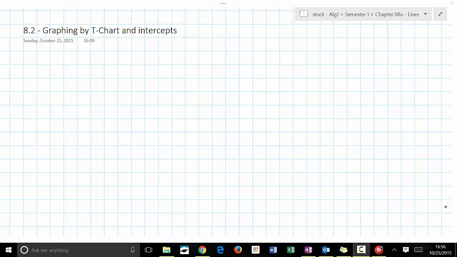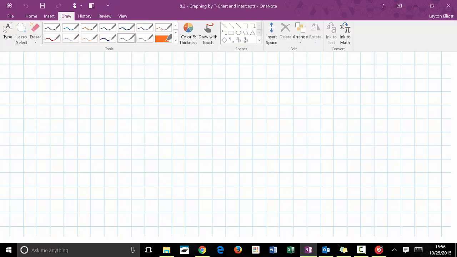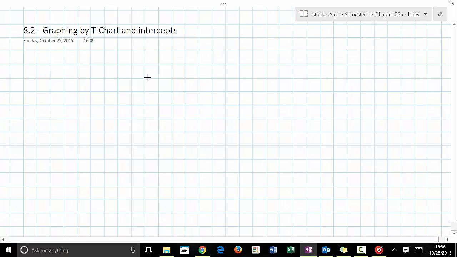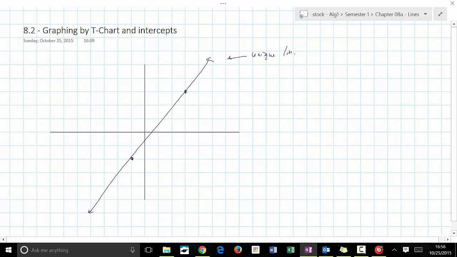This next lesson has to do with graphing by t-chart and looking at x and y intercepts of lines. So the very first thing I'm going to mention is that if I just throw down a grid and I put two random points anywhere, I can connect those two points and form the unique equation of a line. I'm not going to be able to draw this very well, but I'll just try to sketch through. That's the only line that could ever go through those two points, and we call that a unique line.